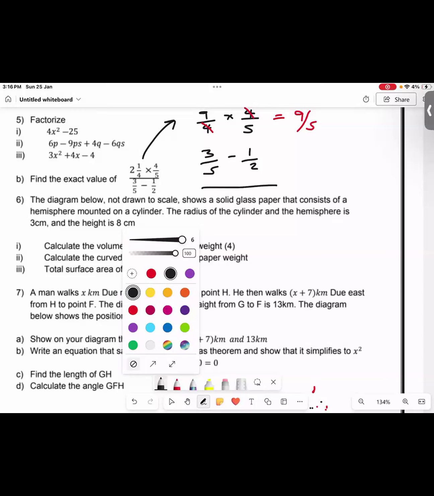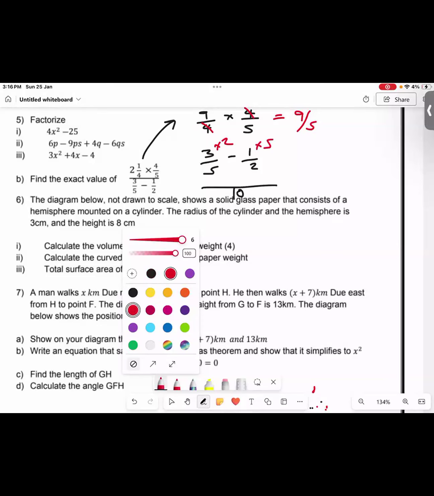So therefore then, how do we find the LCM of 5 and 2? What's the lowest number that 5 and 2 can go into? 10. Very good. And we say what? 5 into 10 goes how many times? 2 times. Put that at the top. And 2 into 10 goes what?